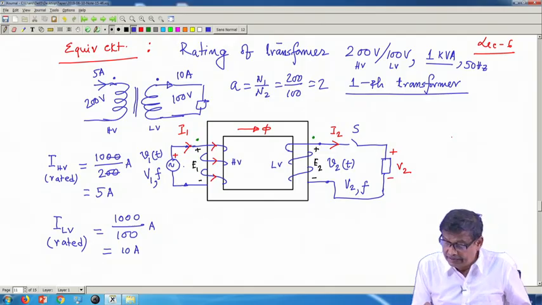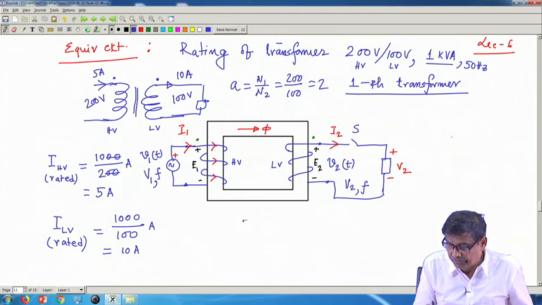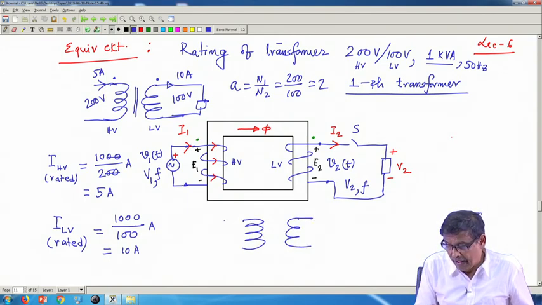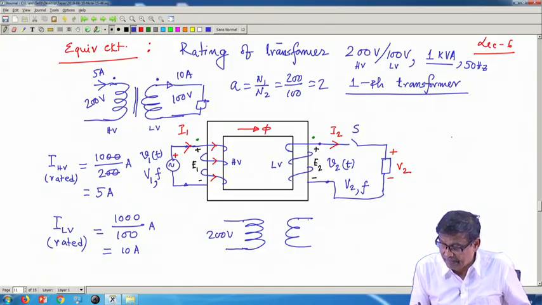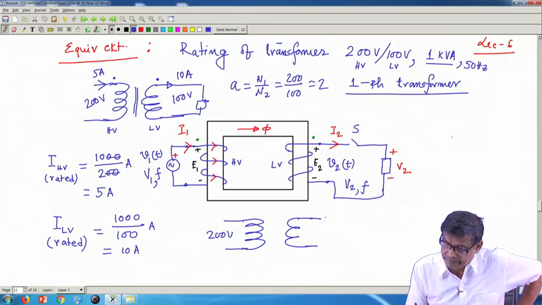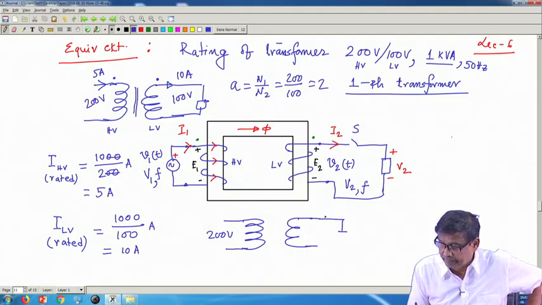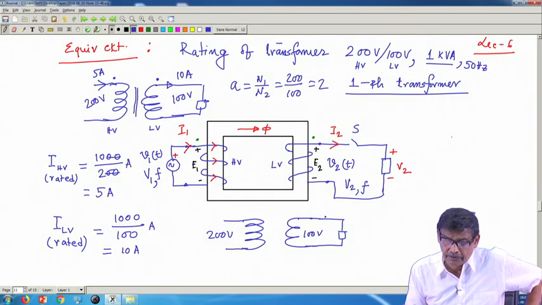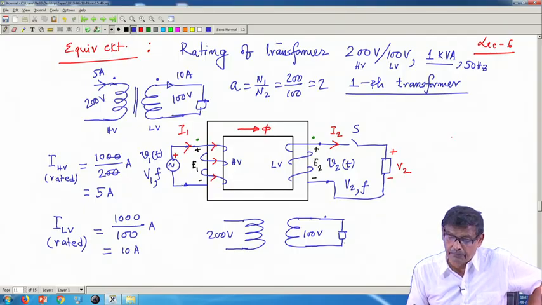Acha, let me do something more with this. Suppose this is the transformer. I have applied here 200 volt, and I have connected an impedance here. Here you will get 100 volt immediately if you apply 200 volt. Suppose somebody connects an impedance of 5 ohm.